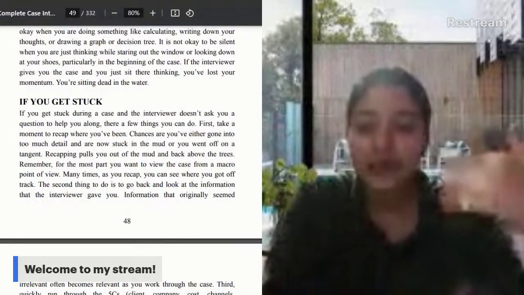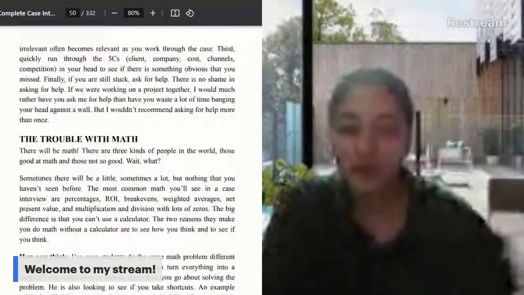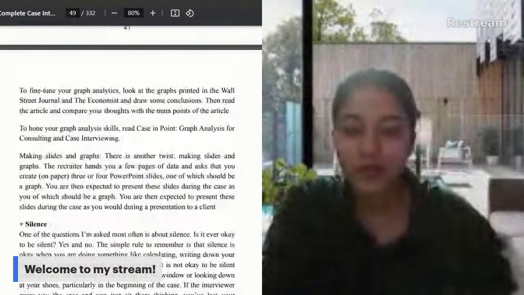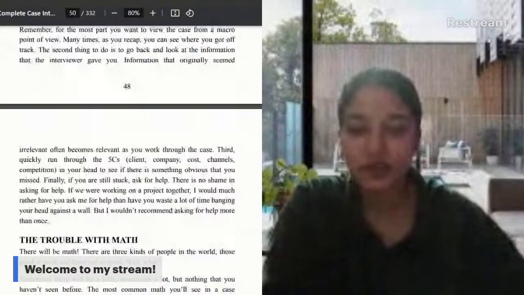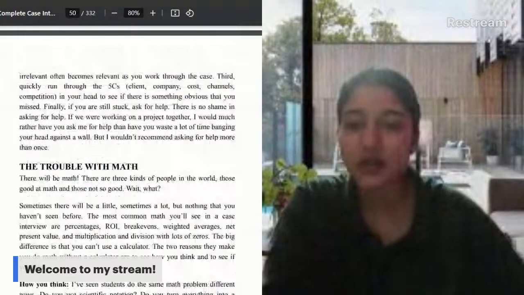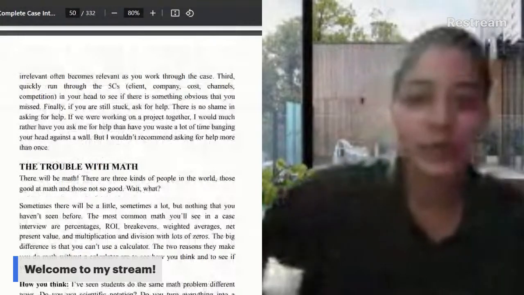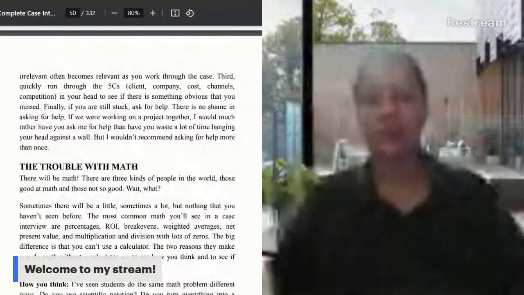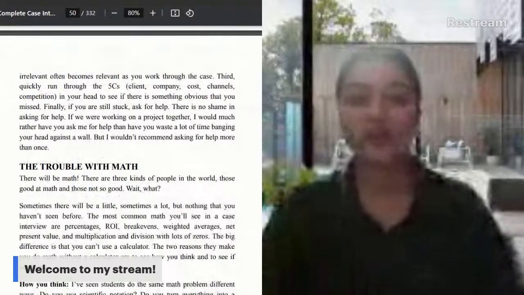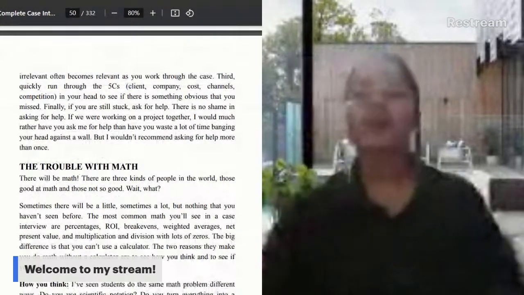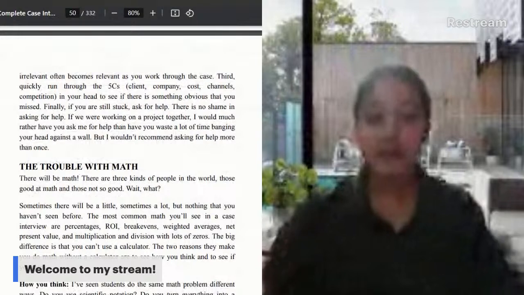The second thing you've got to do is go back and look at the information that the interviewer gave you. Information that originally seemed irrelevant often becomes relevant as you work through the case, because when you read something many times, you will understand deeper meanings, and be able to understand the meaning between the lines.